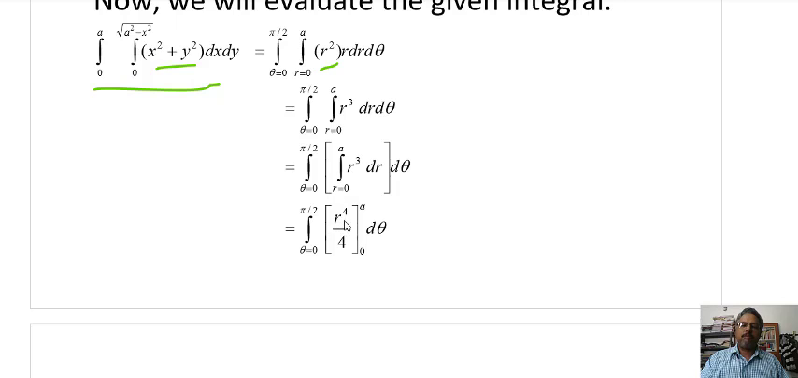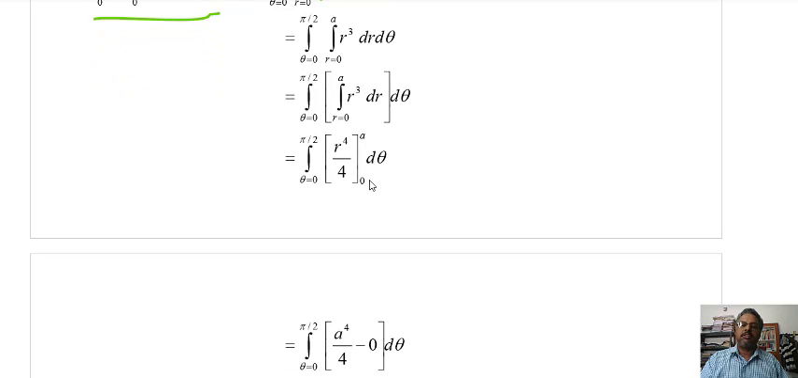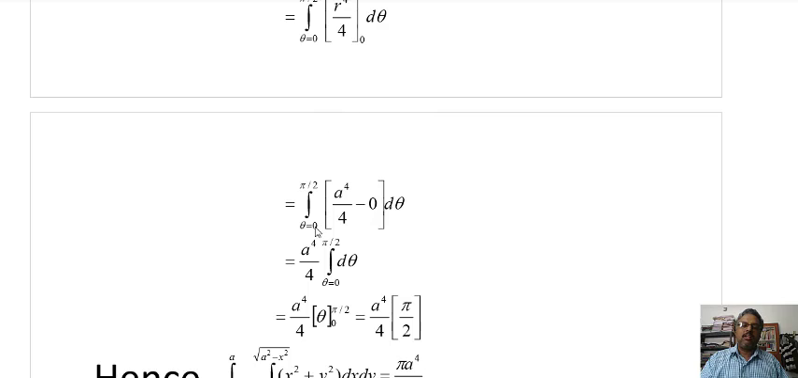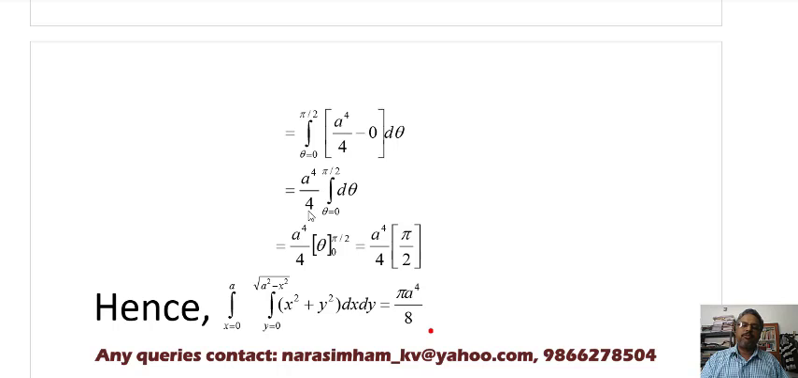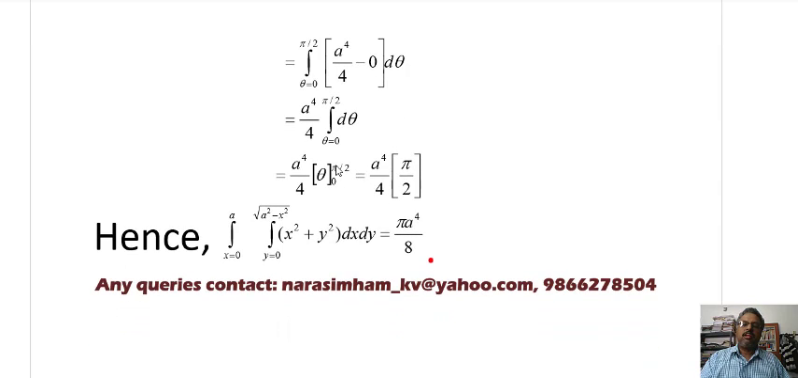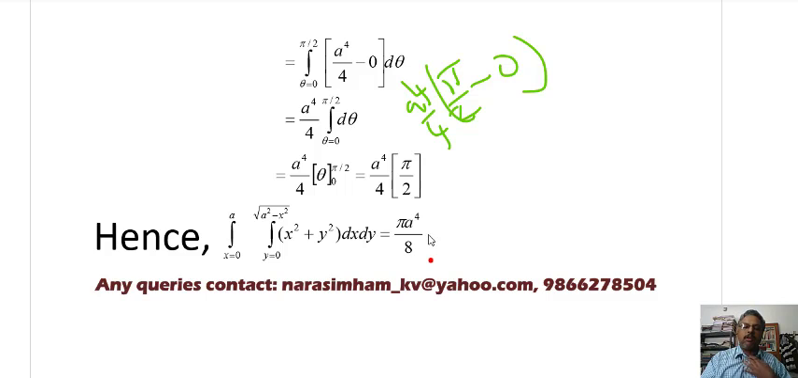The integration of r cube is r power 4 by 4. Put r equals a and r equals 0. We get the integral from 0 to pi by 2 of a power 4 by 4 minus 0 d theta. A power 4 by 4 is the common term. In the previous problem it contained sin theta, but here it is only d theta. The integral of d theta is theta, with limits 0 to pi by 2, so substituting theta equals pi by 2 and then minus 0, we get pi by 2 into a power 4 by 4, which is pi a power 4 by 8.